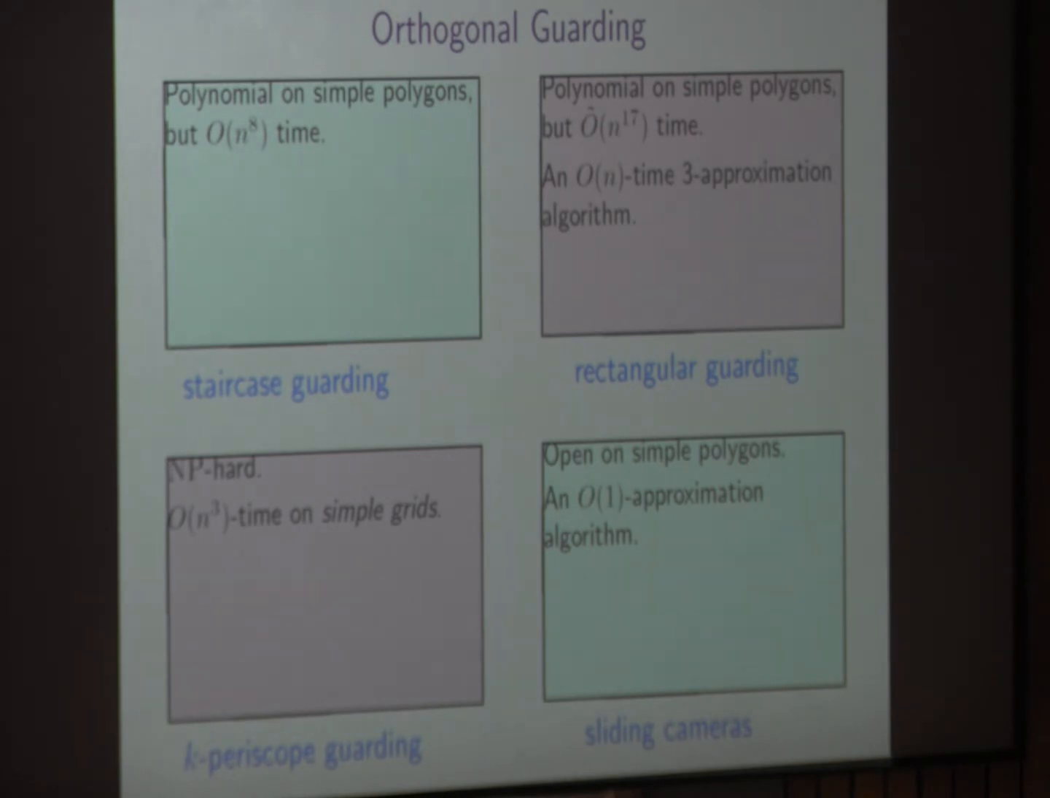K-periscope guarding is NP-hard. Initially it was shown for 3D, then in 2006 or 2007 it was shown that it's also NP-hard in 2D. And there is an n-cubed time exact algorithm for simple grids, which are a very restricted kind of geometric object. They are not even polygons.